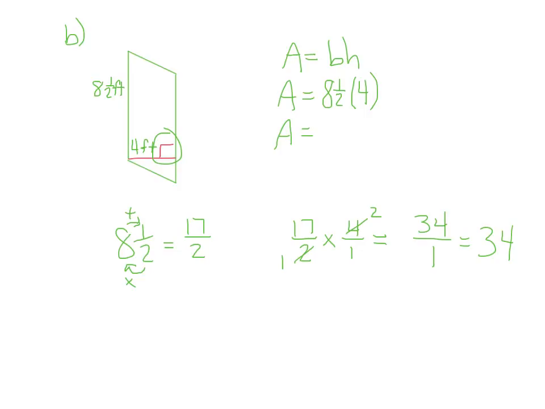So I just did the math out for you, just as a refresher if you forgot how to do that. So our answer for this parallelogram would be 34, and it would be feet, because that's the measurement they used over on the picture, and it would be squared. And this would be your answer for the area of this parallelogram.